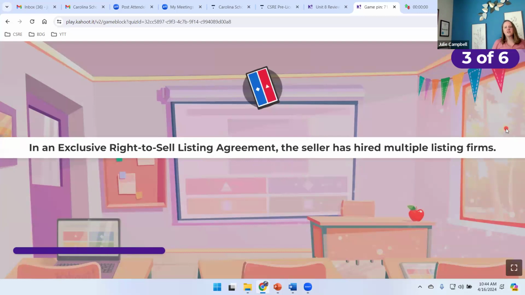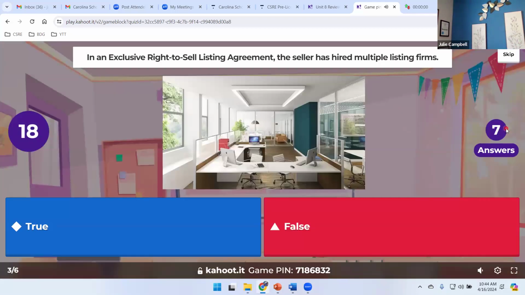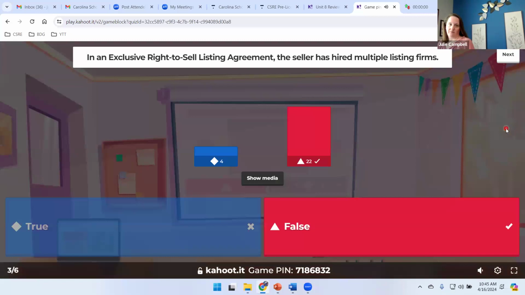Question number 3. In an exclusive right to sell listing agreement, the seller has hired multiple listing firms. Exclusive tells us what? Just one. We're only dating one firm. That word exclusive means a whole lot, you guys. When you see that word exclusive in a question or an answer choice, stop and think. Remember, we talked about the exclusive buyer's agency agreement.